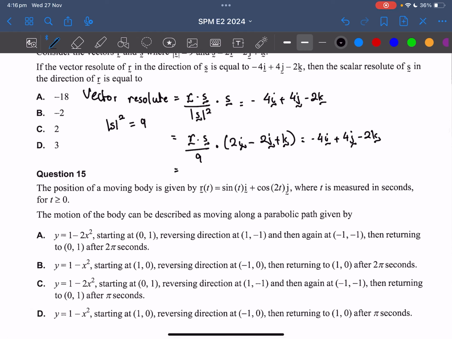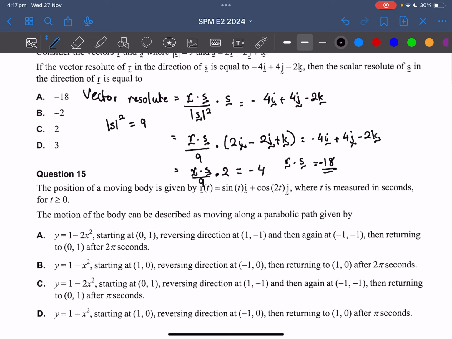So in that case, we can say that r dot s over 9 times 2 is equal to minus 4, right? Because we are just matching the i. We're going to do the same for the j and k component, but since it's multiplied by just a scalar, then it has to be the same one. So solving for r dot s, that will give us minus 4 times 9 on 2, and that will give us minus 18. So our r dot product s is going to be minus 18.